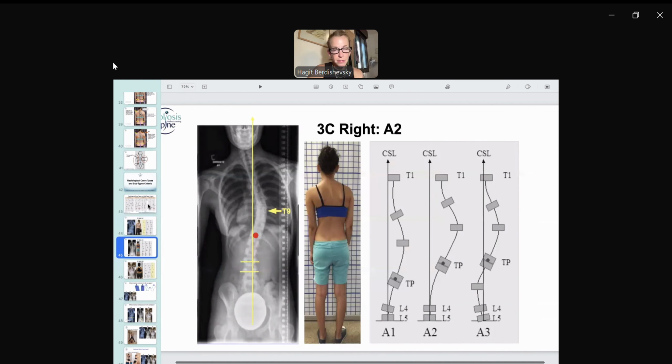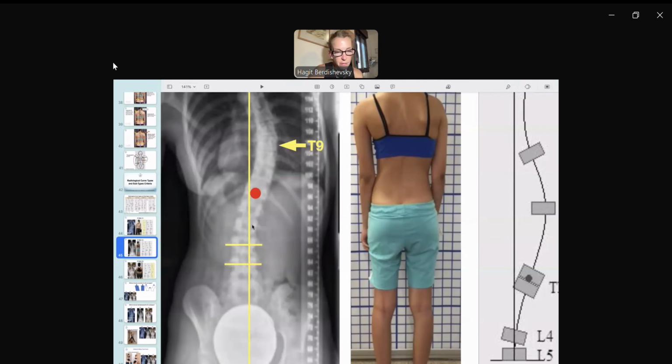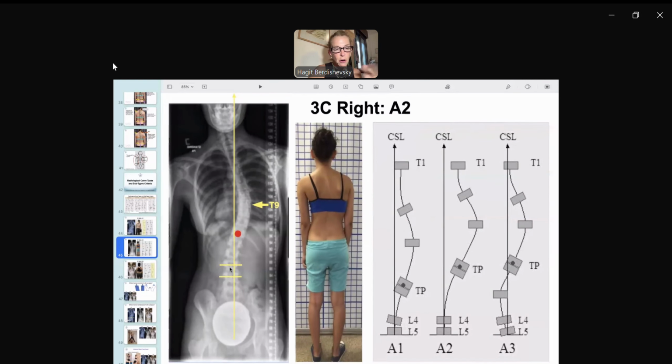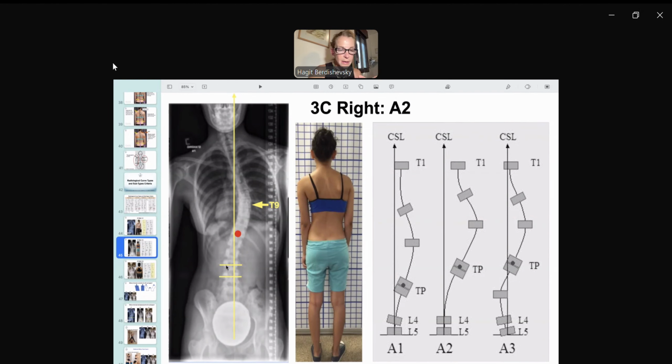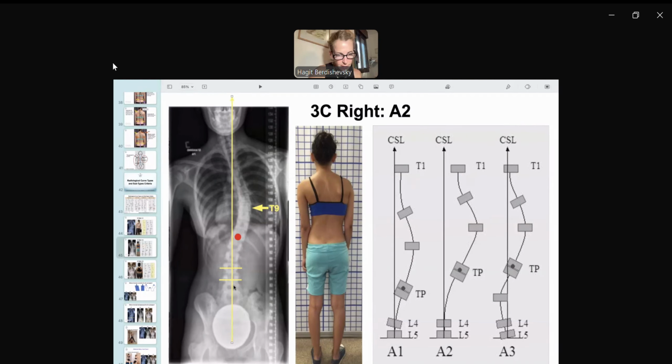A2 curve type, A2, is where L4 is horizontal. So if we're looking at here, we see that L4, really also L3, are horizontal, leveled. They are not participating, but also there is no lumbar curve here. We see that the lumbar region is crossing a little bit the central sacral line, which I think actually can move a little. This is more precise.